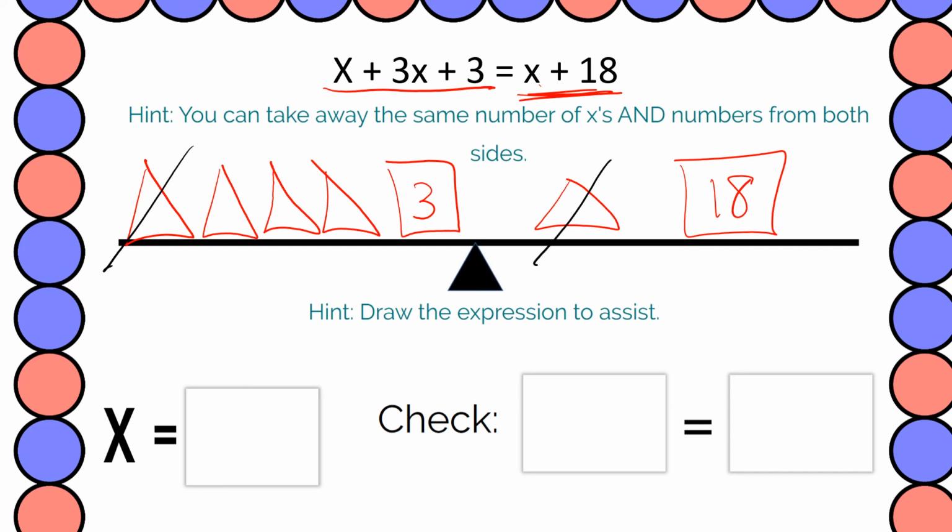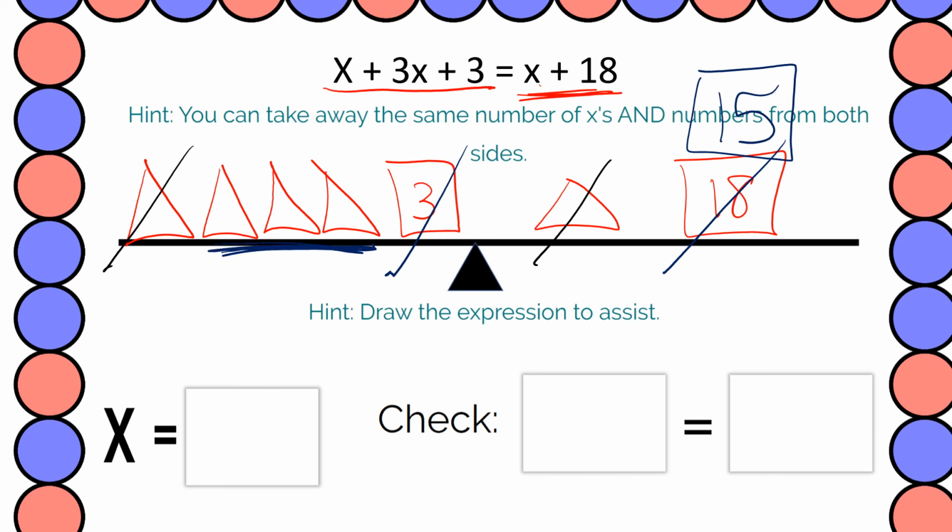Today's move, take the same number from both sides. So find the side that has x's. It's over here. Look at that number. It's a 3. Mark it out because we're going to take 3 away from both sides. So over here, I think, what's 18 minus 3? It's 15. All right. Now I look at what's left over.